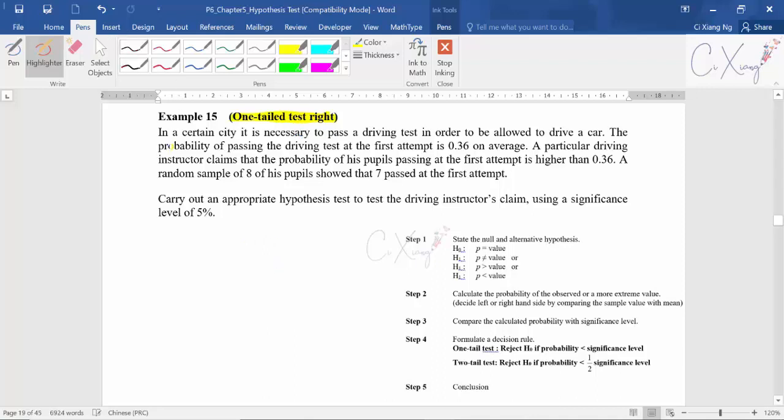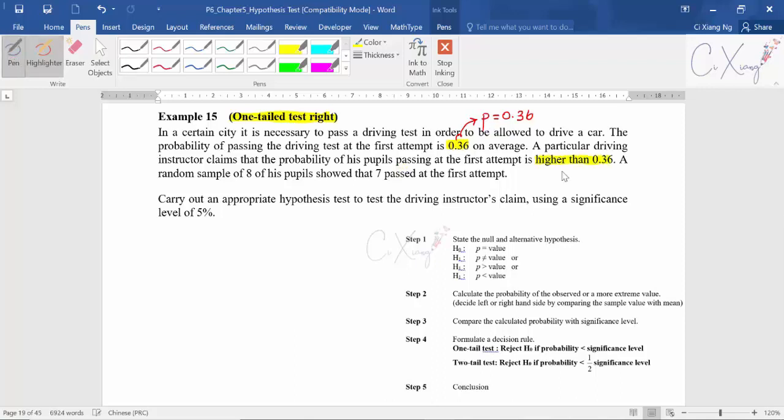In a certain city, it is necessary to pass a driving test in order to be allowed to drive a car. The probability of passing the driving test at the first attempt is 0.36 on average. That means in general, the rate for passing is 0.36, so your p is equal to 0.36. Then a driving instructor claims that his pupils passing the first attempt is higher than 0.36.